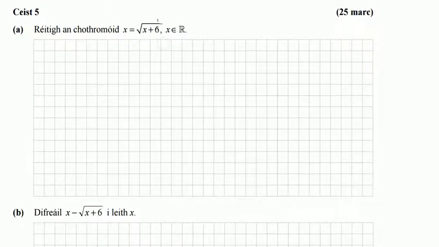So what we're going to do to get rid of the square root is square both sides. So we get x squared is equal to x plus 6. And bring everything over onto the left.